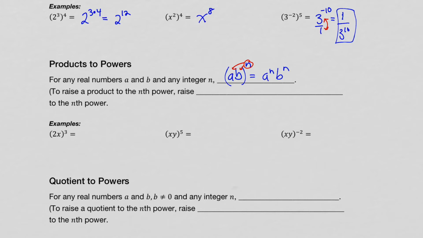So to raise a product to the nth power, raise each base to the nth power. It doesn't matter if there's 3 bases, 4 bases, 10 bases, they're all going to get that power on the outside of the parentheses.